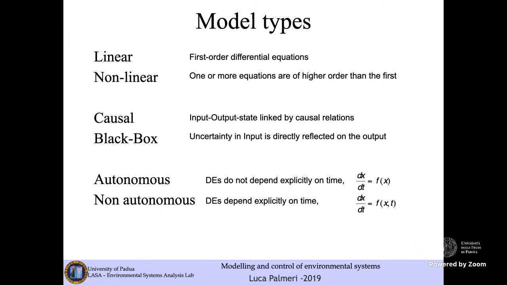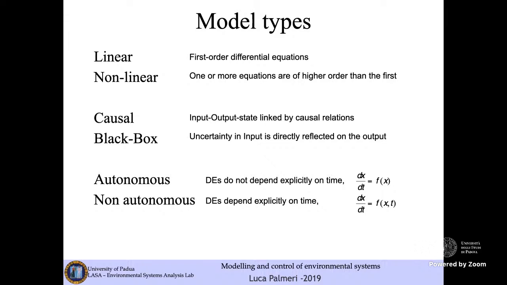Causal and black box models are two external representations. In causal models, you may always find detailed relationships between the input and the output. Black box models are models in which you really do not know the relationship between the input and the output. As a matter of fact, real ecological or environmental models are in between causal and black box models, what we call gray box models.